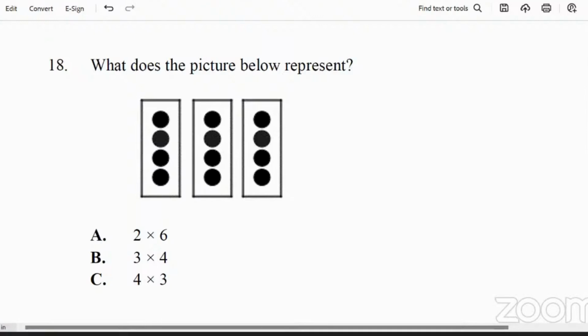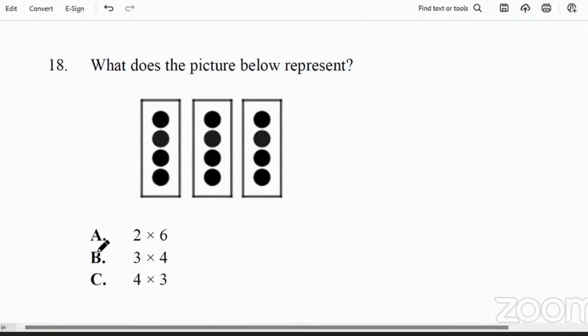Does it say 2 times 6? Of course, no. We have 3 rectangles and 4 circles. It has nothing to do with 6. B says 3 times 4. C says 4 times 3. Now, this might be a little tricky for some of you, but it's 3 groups, okay? 3 rectangles, so it's 3 times 4.